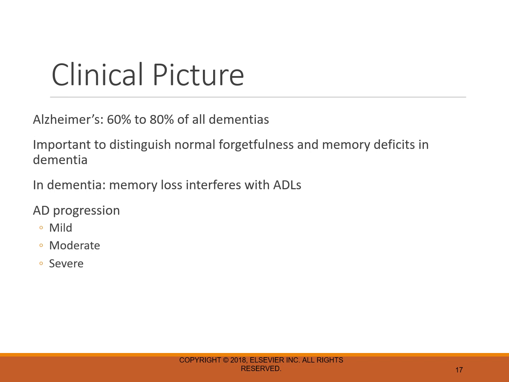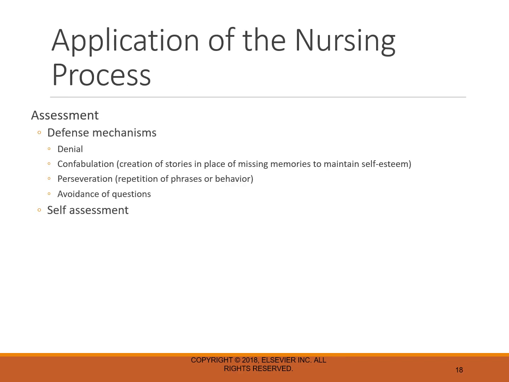And in dementia, in major cases, we have to identify that this memory loss interferes with activities of daily living. So Alzheimer's disease may progress from mild to moderate to severe. In your textbook, table number 23 outlines these stages of Alzheimer's disease and the hallmark features of this Alzheimer's disease.